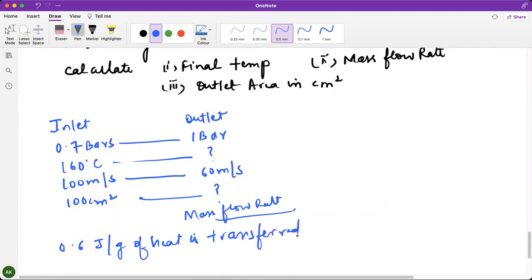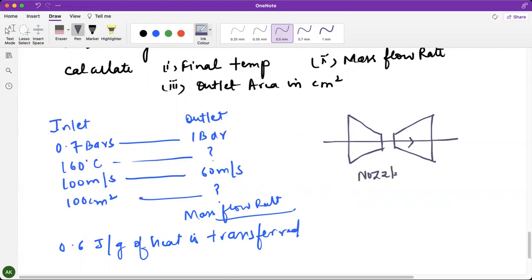So if we make the diagram of this diffuser, this is a nozzle diffuser, which we are drawing here. And this is the flow of water. This is the diagram or pictorial representation.